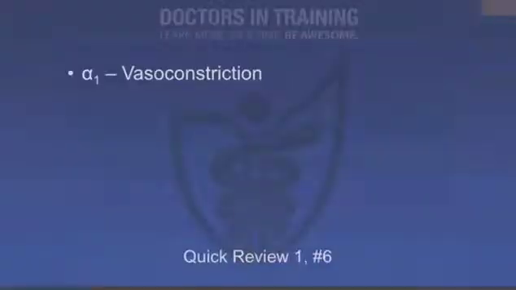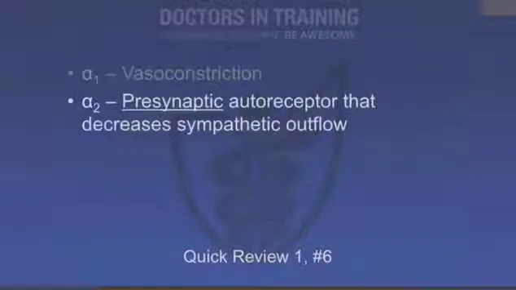Let's go to the next question. What are the main receptors of the autonomic nervous system, or what are some of the primary functions of each? So this is a bit of a preview of something we're going to discuss later, but I think it's very important and worth mentioning, so you have this preview. So you have your alpha-1 receptor, which is one of your adrenergic receptors, one of your sympathetic receptors, and this is responsible for vasoconstriction, causes contraction of smooth muscles. Your alpha-2 receptor is a presynaptic autoreceptor that decreases sympathetic outflow.